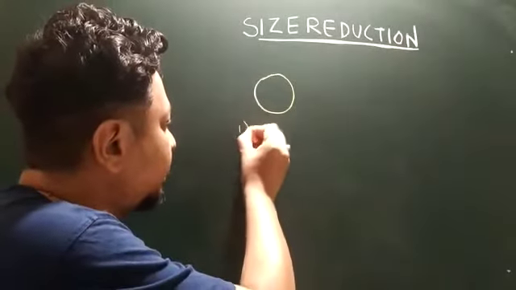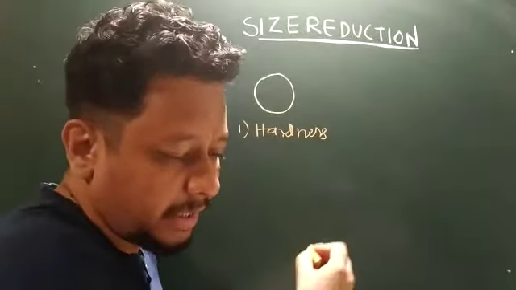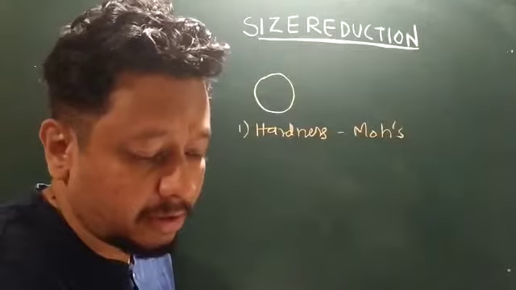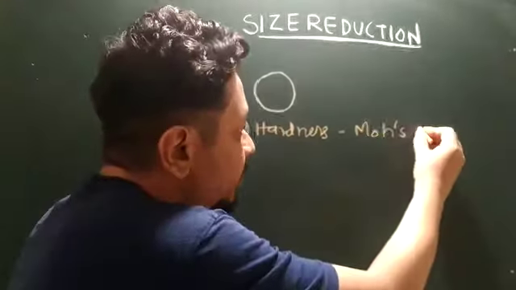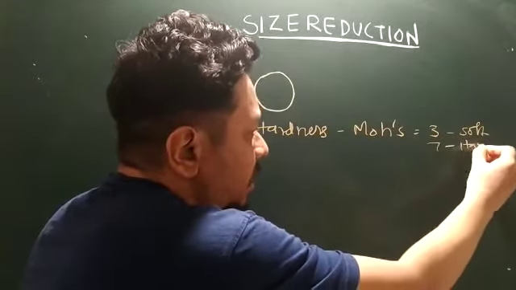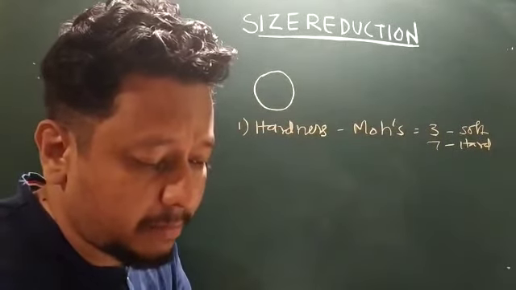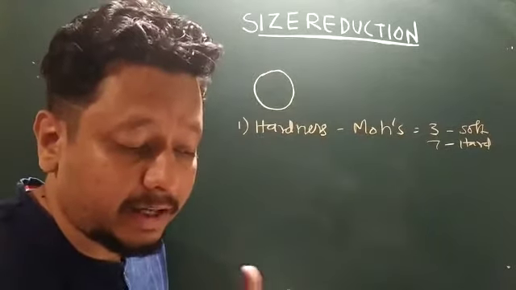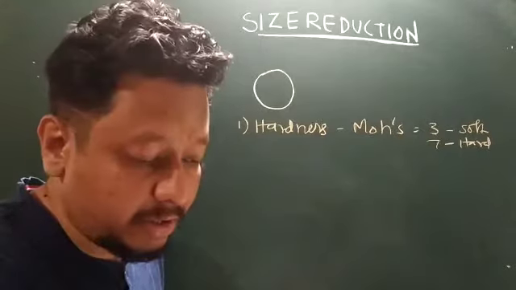Number one, hardness. The hardness on the Mohs scale: if it is 3, that is a soft material, but if it is 7, it is a hard material. Okay, so hardness. Number 2, toughness. Hard brittle material can be easily reduced compared to soft and tough material. Like rubber becomes brittle at minus 100 degrees centigrade.